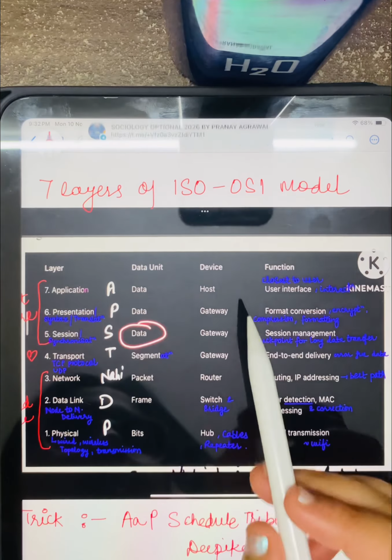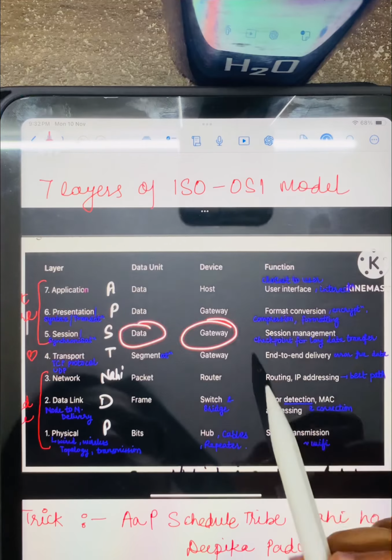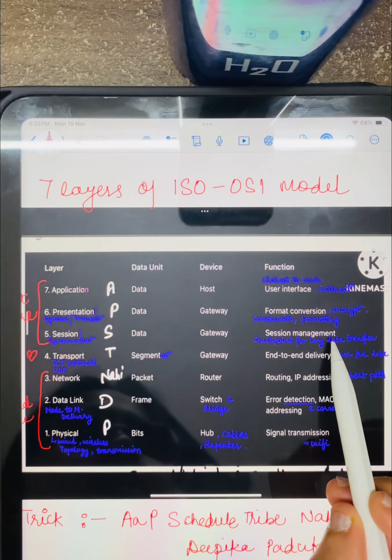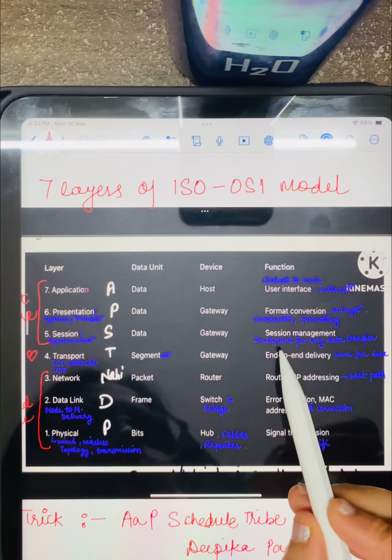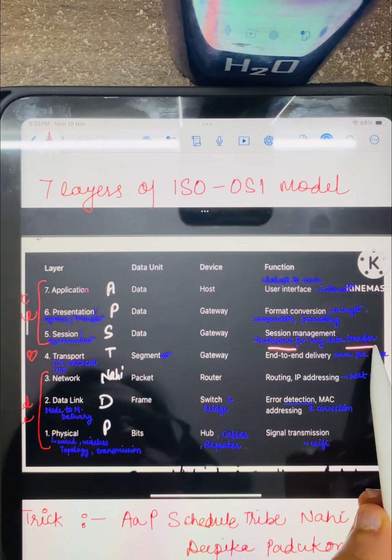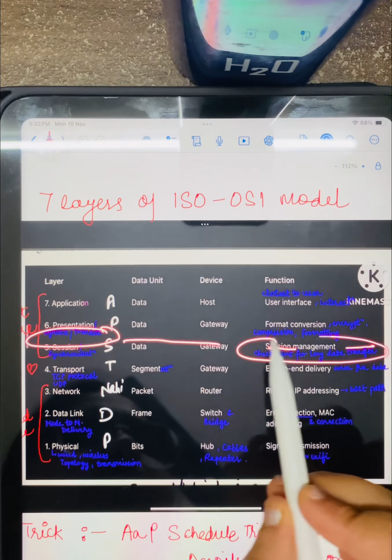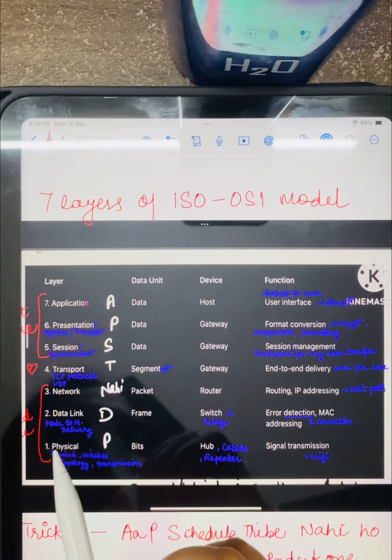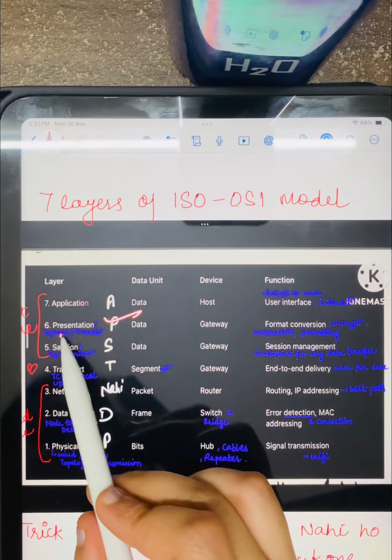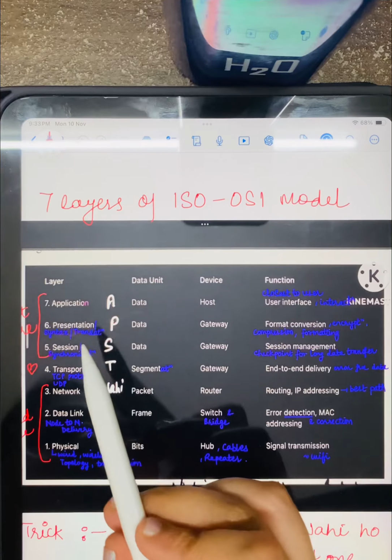Then comes session or synchronization. Data unit is data, device is gateway, and session management is a checkpoint for long data transfers. Session or synchronization is checkpoint for long data transfers.